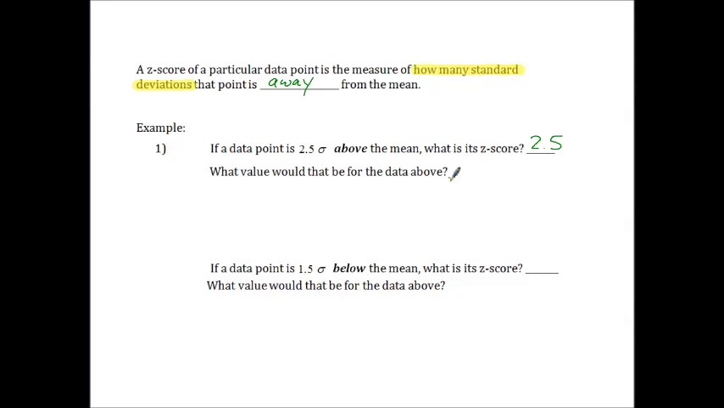In the data above, we had a mean of 10.222, and now we have a point that is above, so plus 2.5 times 3.938, and that is equal to 20.067. On the other hand, if a data point is 1.5 standard deviations below the mean, what is its z-score?